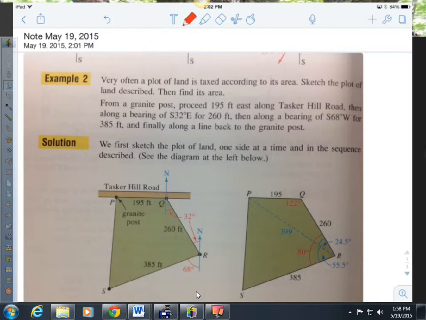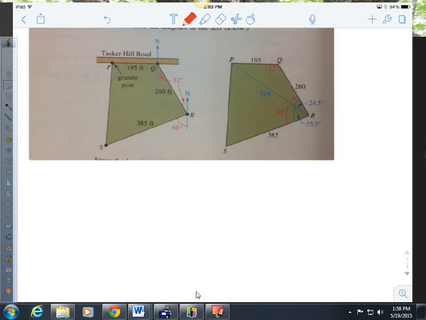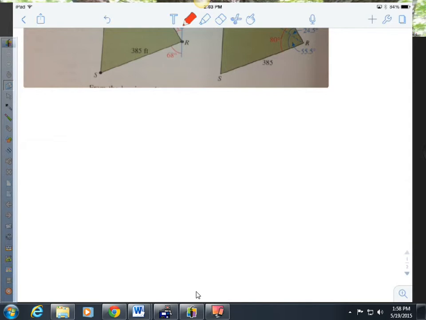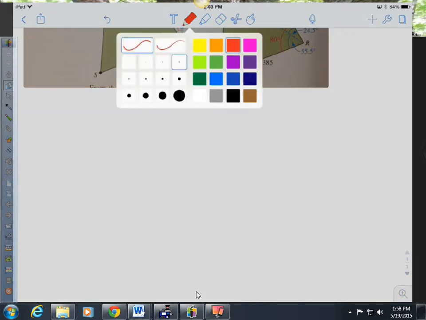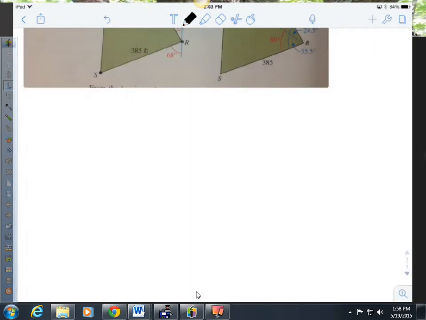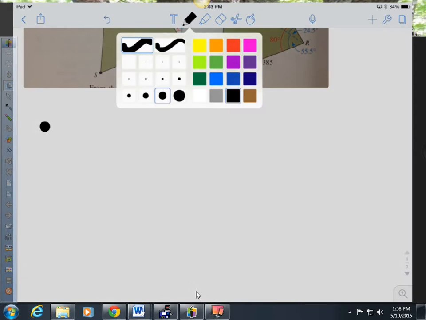So sketch the plot of land described and find its area. From a granite post, proceed 195 feet east along this road. So tell me, please, where is the granite post? What do they have that marked as? P. And then we're traveling how far? Directly east, 195 feet east. So what we would have needed to do here, folks, is, holy cow, this is not reacting at all for me. Okay, so we would have started with some point over here, and then we would have gone directly east, and we would have measured that off at 195 feet.